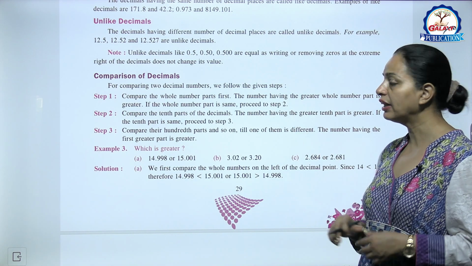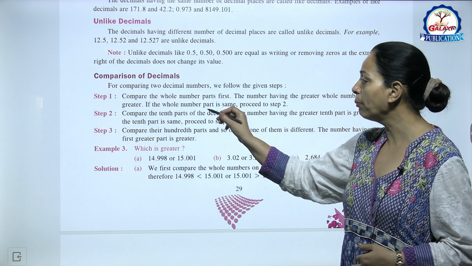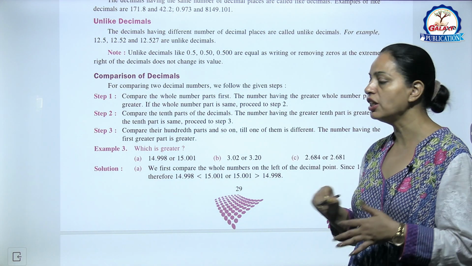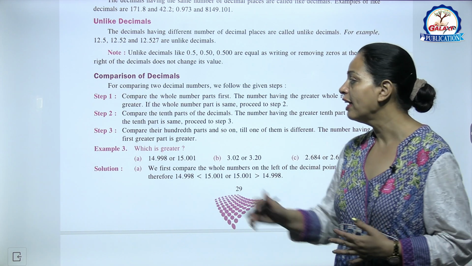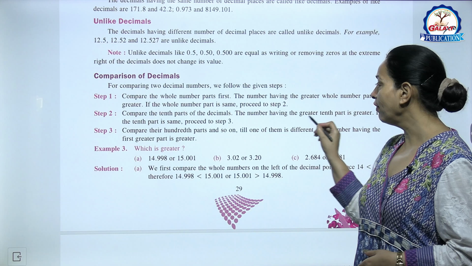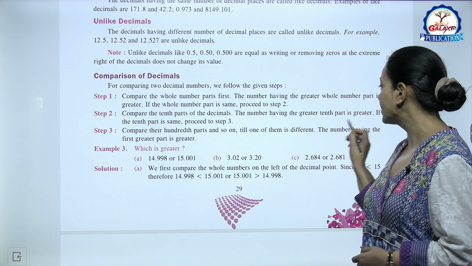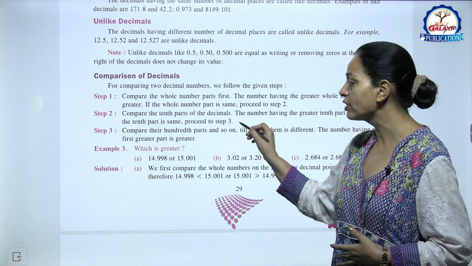The number having the greater whole number part is greater. If the whole number part is same, then proceed to step 2. फिर हम स्टेप 2 पे आएंगे. हम क्या करेंगे? Then compare the 10th parts of the decimal. The number having the greater 10th part is greater. If the 10th part is also same, then we will follow step 3.